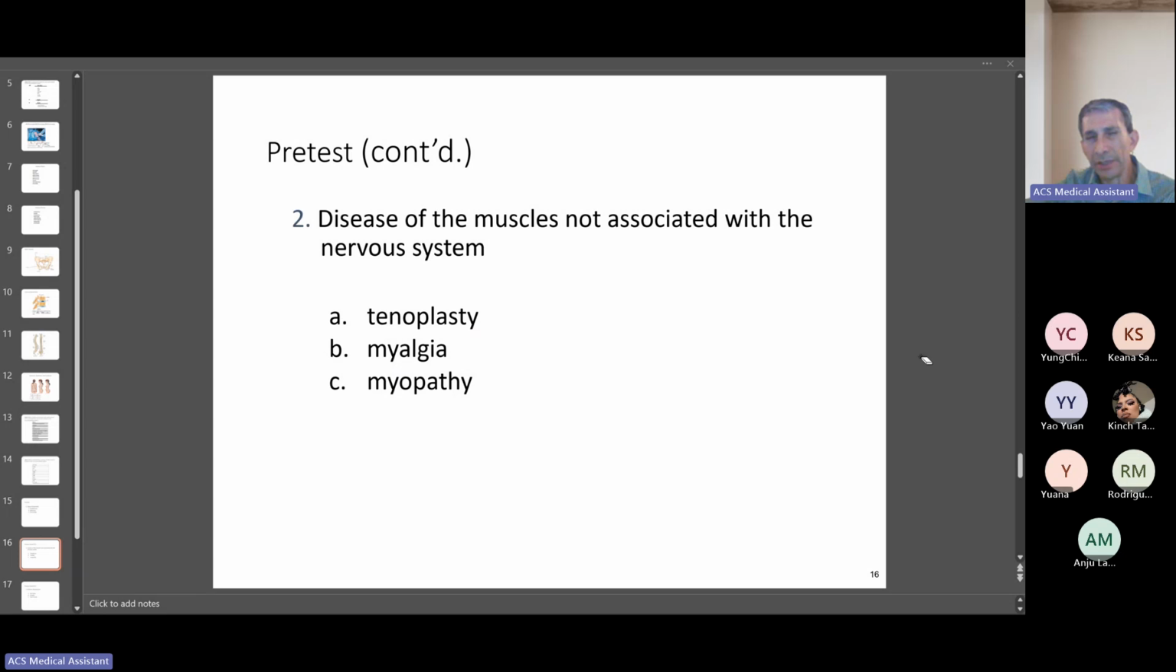Okay, base your answers on disease. So we always pick one. Check first all the words. And if you see that the words have the same word root, go for the suffix. And if the suffix is the same, then pick the word root. That's how you have to do it.